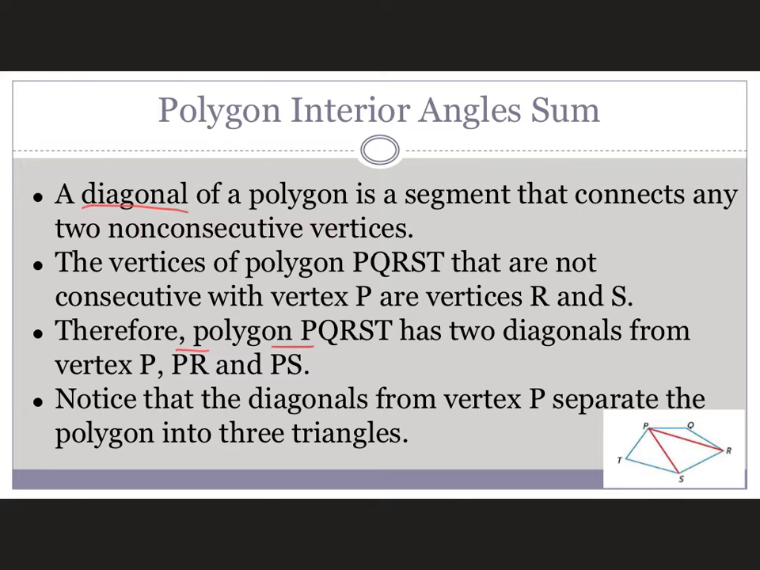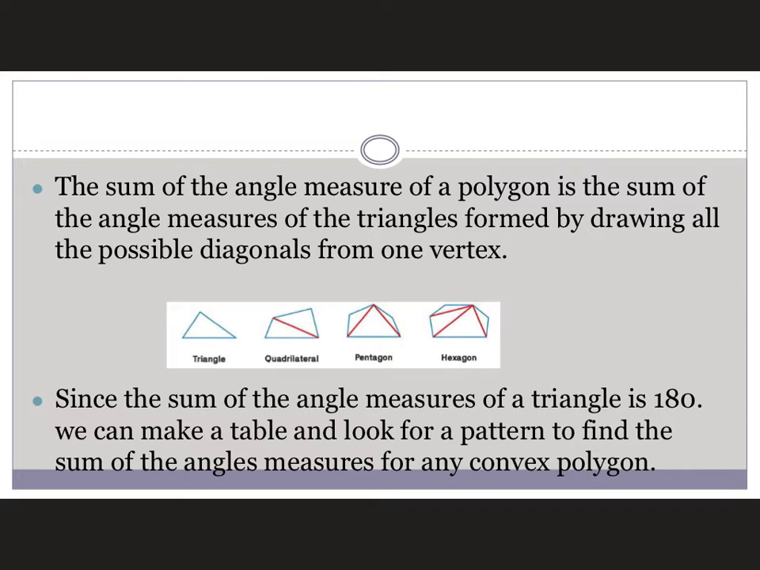So notice that the diagonals from vertex P separate the polygon into three triangles. So 1, 2, and 3 triangles. So the sum of the angle measures of a polygon is the sum of the angle measures of the triangles formed by drawing all the possible diagonals from one vertex. So in a triangle, of course, there are none. In a quadrilateral, you can draw 1, pentagon, 2, hexagon, 3. So since the sum of the angle measures of a triangle is 180, we can make a table and look for a pattern to find the sum of the angle measures for any convex polygon.